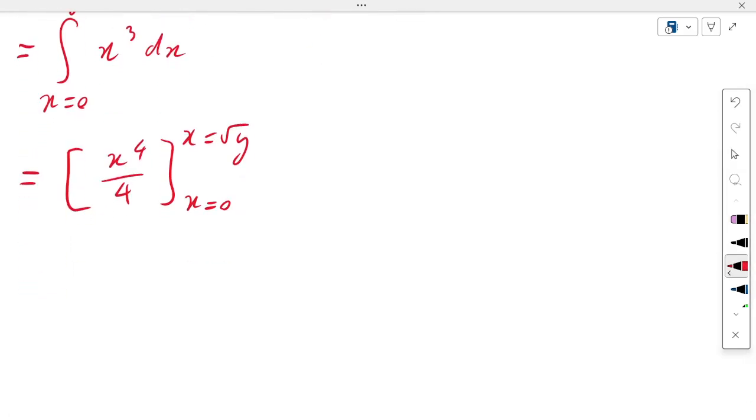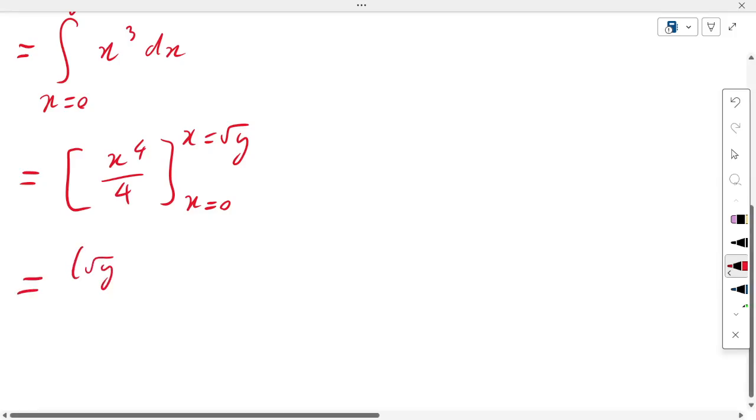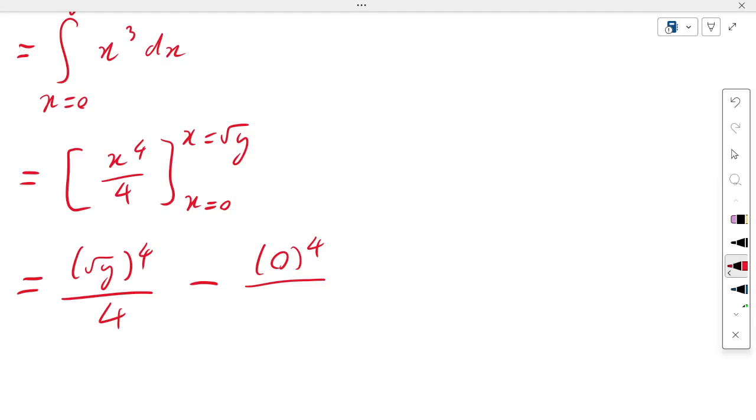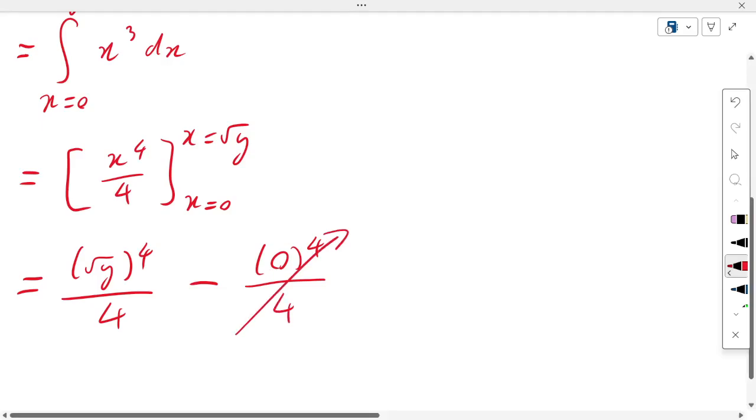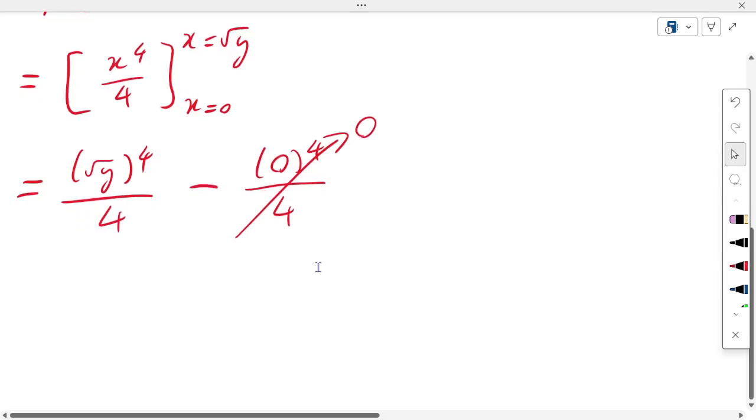We're going to basically plug in. We have x is equal to, which means we can plug these things in respectively. So this is what it's going to look like. It's going to be root y to the power of 4, divided by 4, minus, and we're going to plug in the 0 now. It's 0 raised to the power of 4 divided by 4. We know that this is going to give us 0, so we don't have to include it.